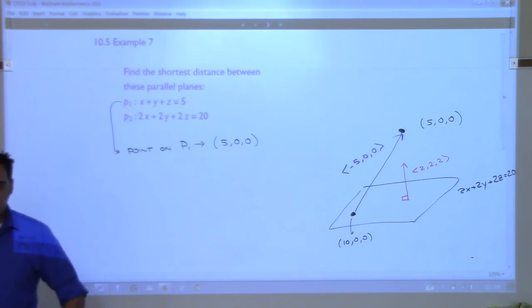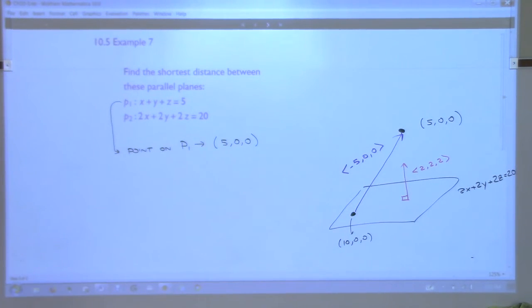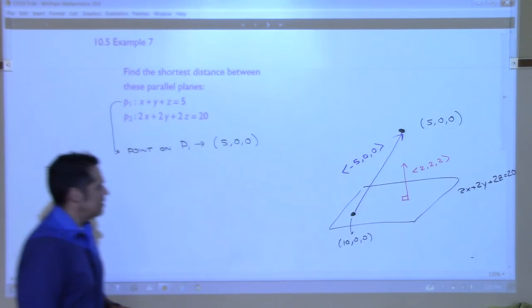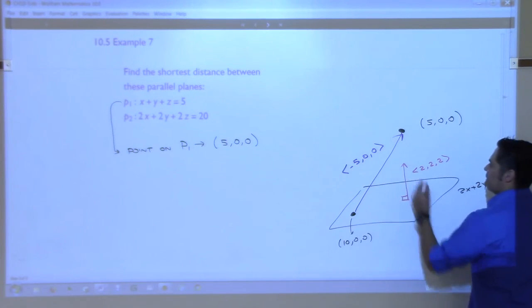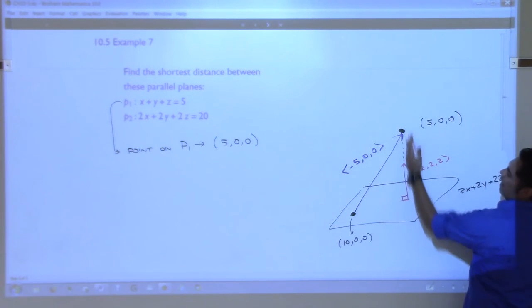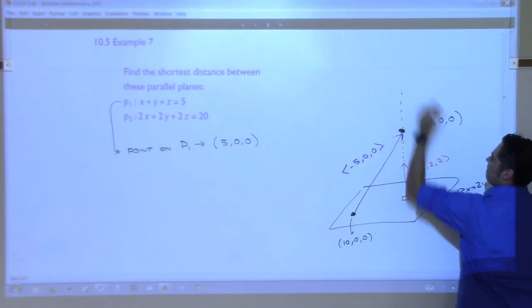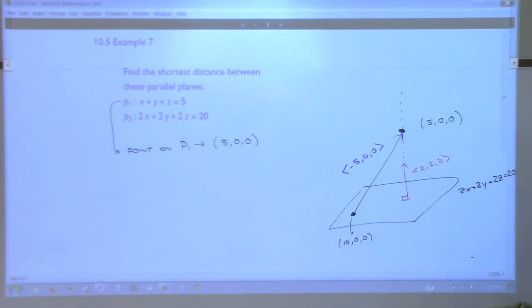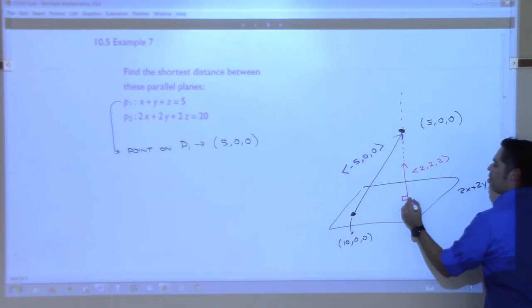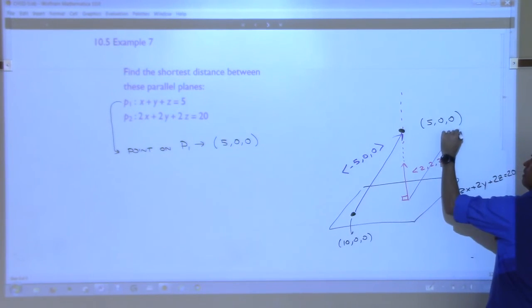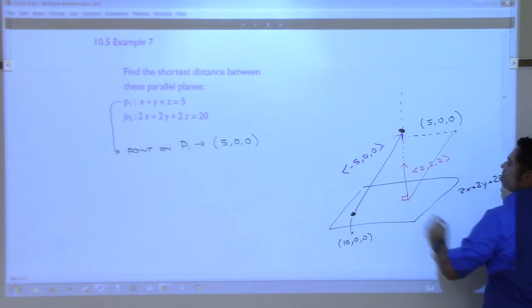Now, we want to project which one onto which one? This doesn't have to go through that point, but it kind of helps that it looks like it does. Imagine taking this one, moving it over, and then projecting it onto the red one.